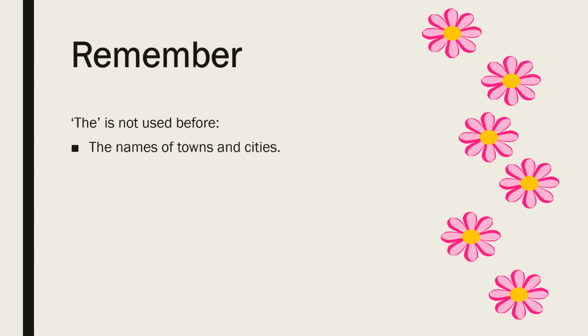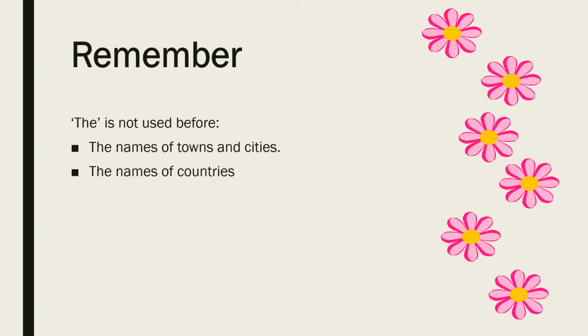Now remember, the is not used before some things. The names of towns and cities. So with all the proper nouns, we do not use the. If any name of any town or a city, for example Jaipur, is there, before Jaipur we will not put the because it is a proper noun.